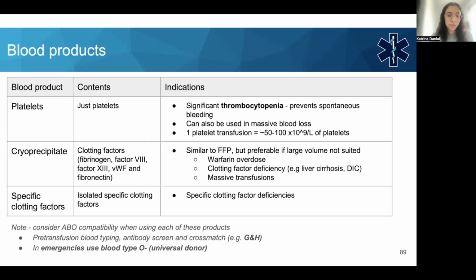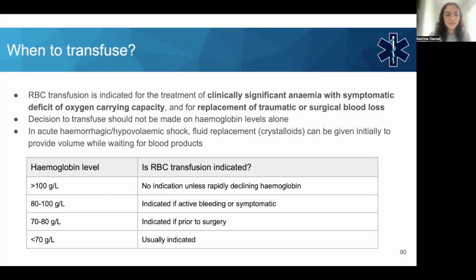Okay. In emergencies, if we don't know the patient's blood type, we just give them O negative because it's the least likely to cause any transfusion reactions. Okay. So if you're O negative, please go donate blood. You are going to be incredibly useful to the hospital. Okay. When do we transfuse?